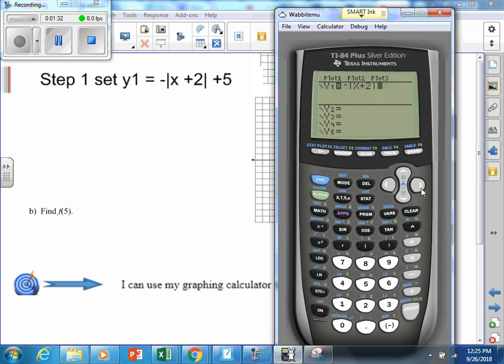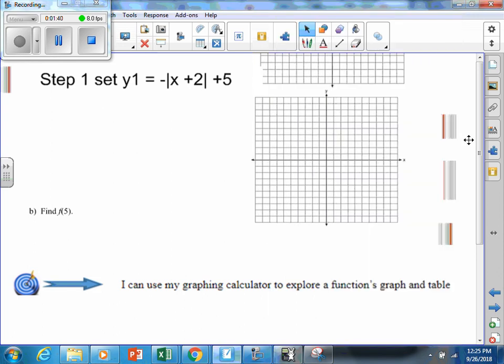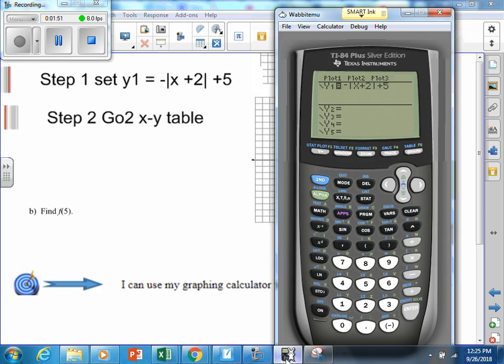Let's look at our next step. In our next step, we are to go to our XY table. Just like we did in part 1, we're going to hit second graph. So we have our XY table good to go there. Let's look at our next step.